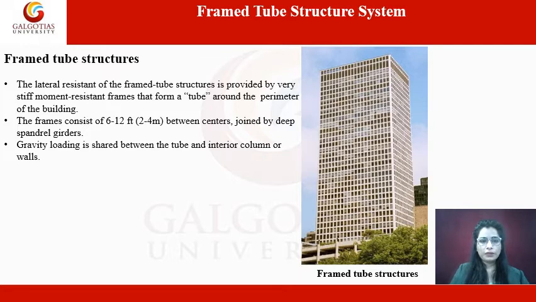Basically, the frame consists of columns 6 to 12 feet between centers, joined by deep spandrel girders. Gravity loading is shared between the tube and interior columns or walls. Here you can see an example of a framed tube structure. In this building, this structure system is used.